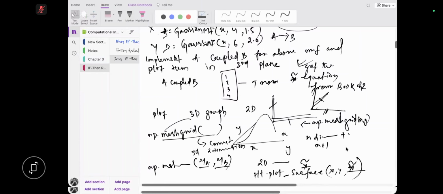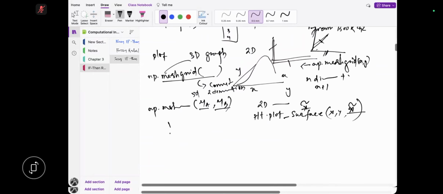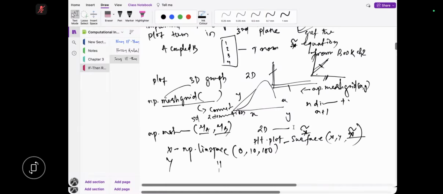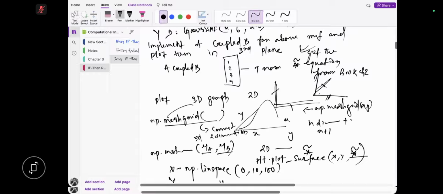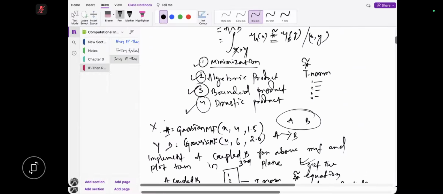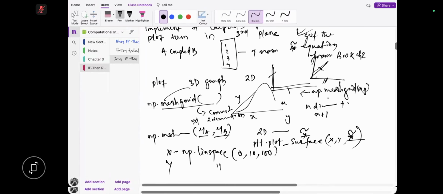Here I have taken both the x value and y value. X is np.linspace(0, 10, 100), that means 0 to 10 with 100 values. Similarly, y is also the same. So take these things into consideration and write the code by looking at the book. This is the task. Implement this. I'm leaving 10 minutes. After that, we'll discuss. If you have any queries, you can ask now.